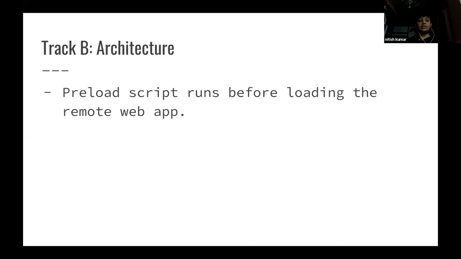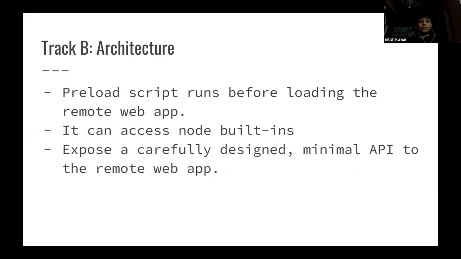So yeah, exactly what I said. This preload script can access Node built-ins. And this is how you would provide capabilities to our remote website, right? What we should do here is expose a carefully designed and very small API, decreasing the surface area wherever possible. And this should be exposed to the remote web application, right?